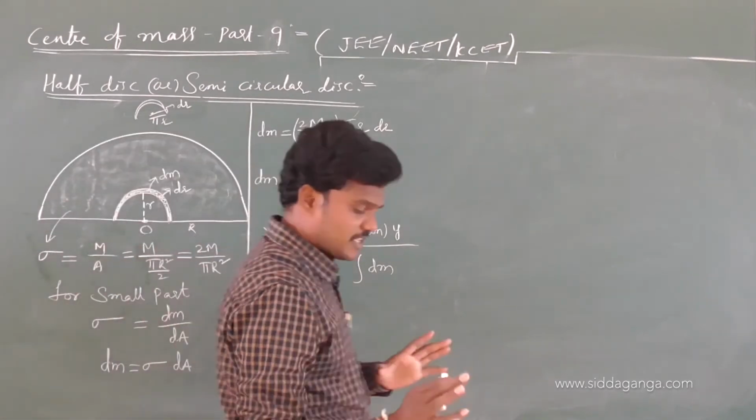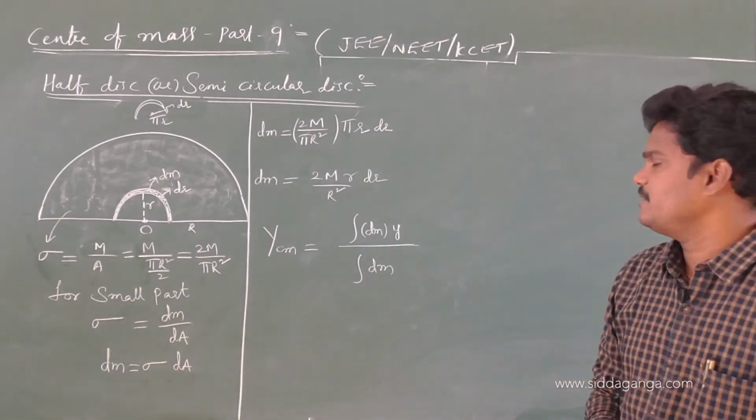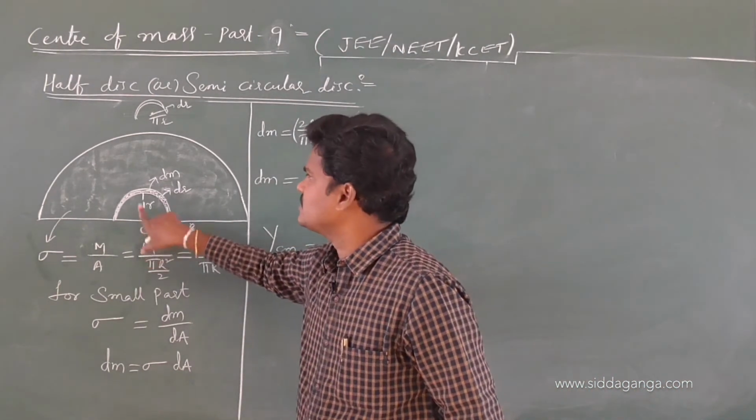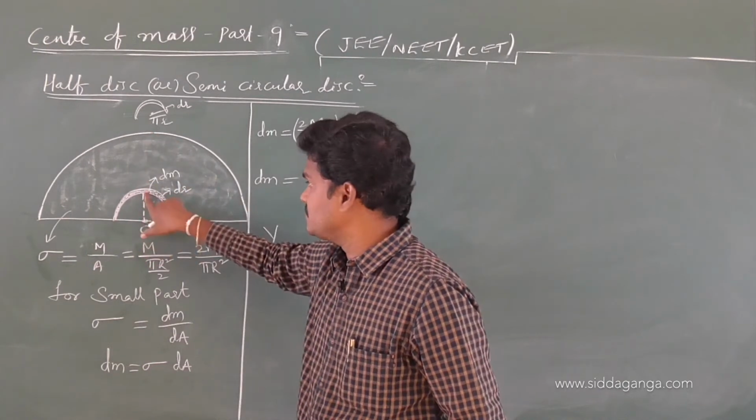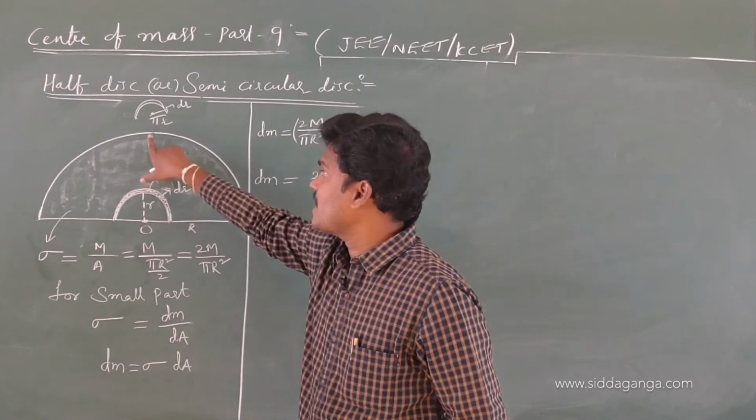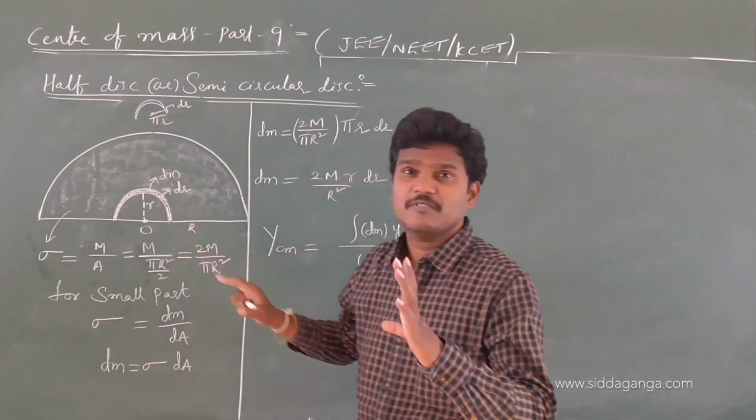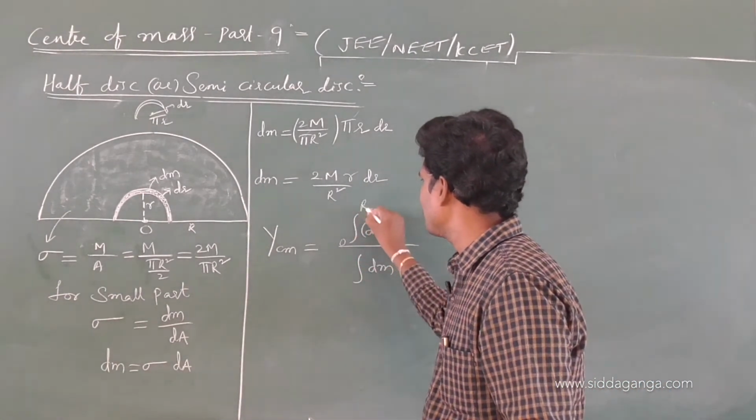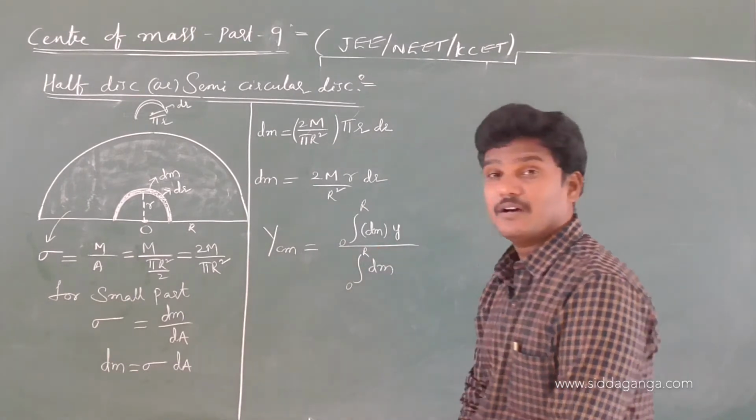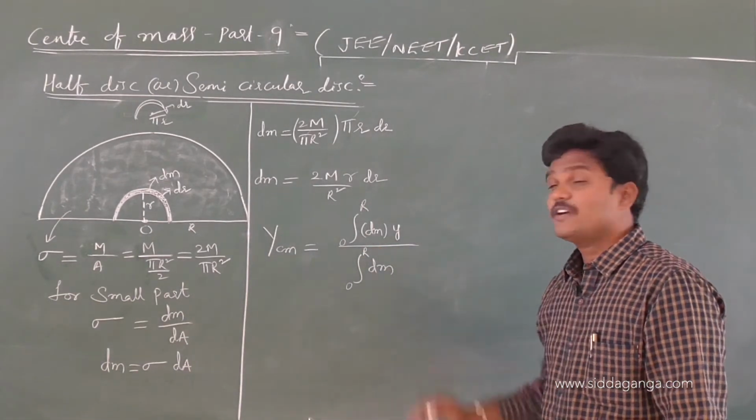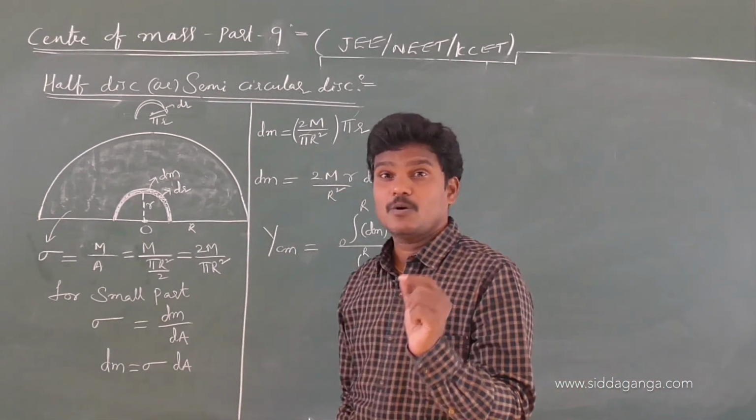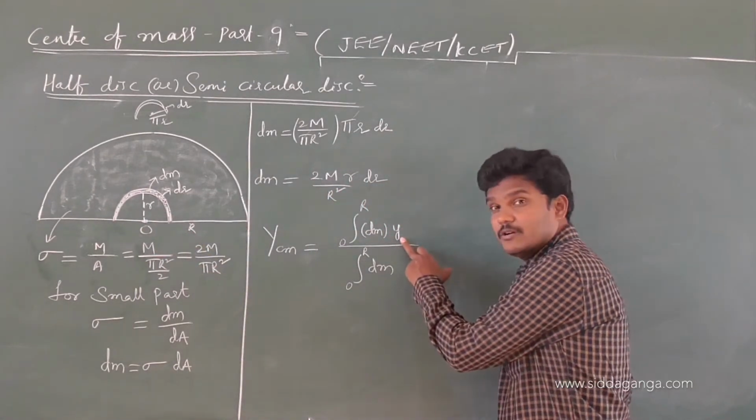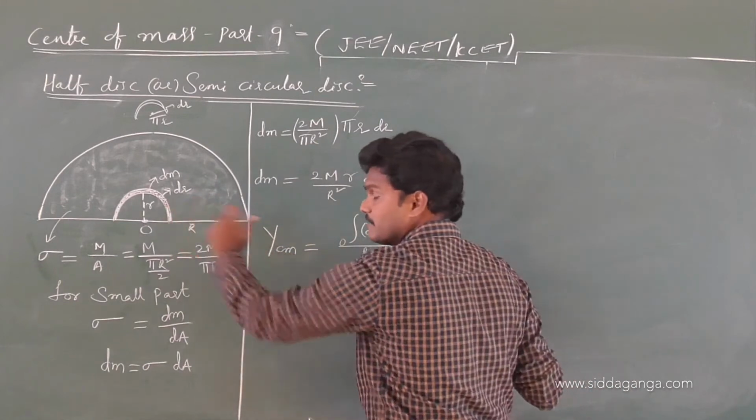Before that, let us identify the limits. If you take a very small piece at the center, it is 0. The maximum is capital R. This semicircular wire starts from 0, and maximum we can take up to here. So the maximum value is capital R, smallest value is 0. The limits are very clear: 0 to capital R. And what is this y? That is the y coordinate of the center of mass of this semicircular wire.